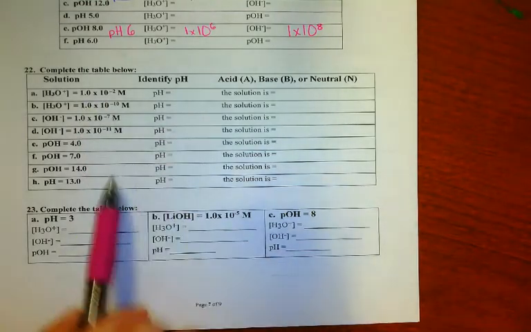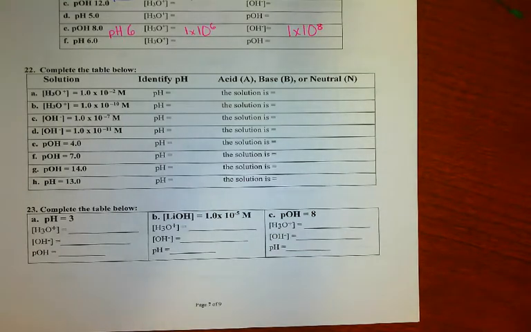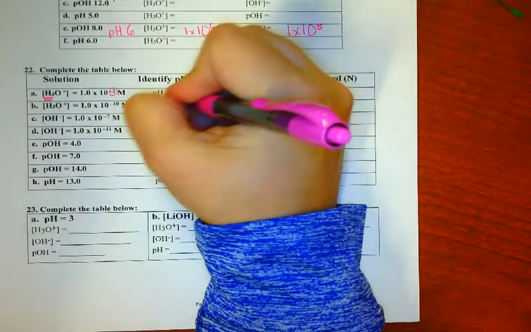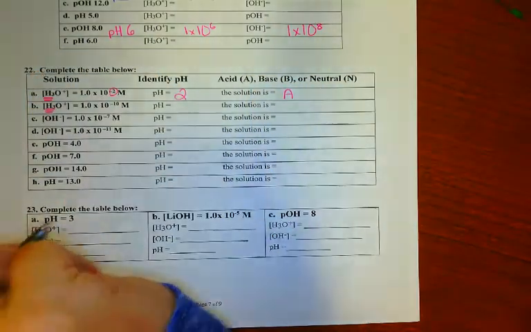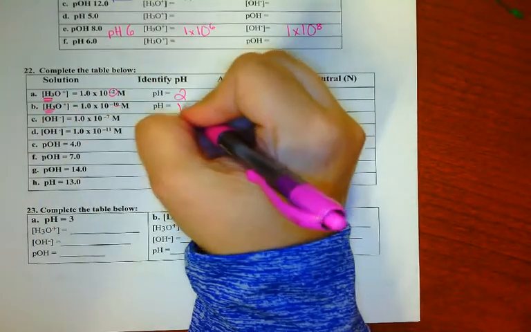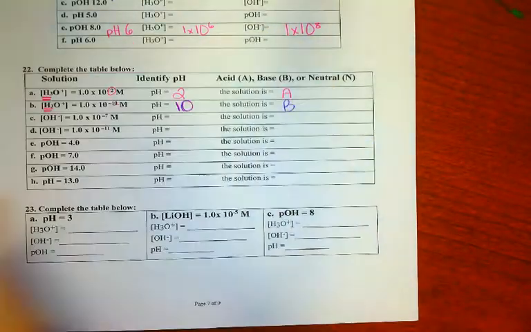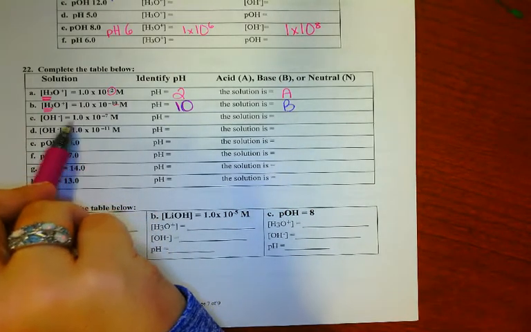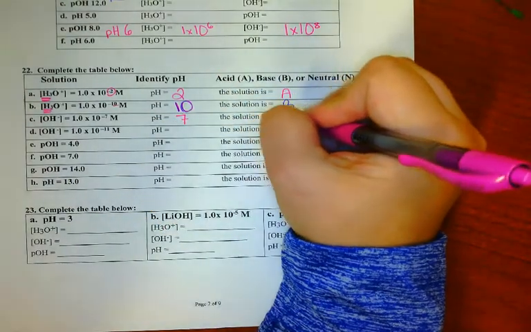This is really the big goal of this. If we give you a concentration of hydrogen or hydroxide ions, you should be able to tell us if the solution is likely to be acidic, basic, or neutral. For here, since this is our hydrogen concentration, the pH is 2, which is an acid. Again, this is a hydrogen concentration, so the pH is 10, which is a base. Here the pH is 7, so it is neutral.